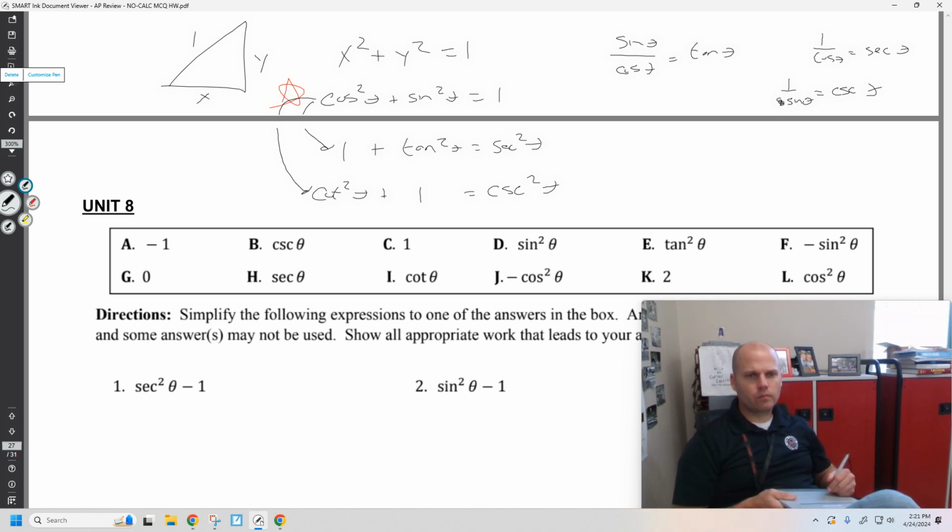So secant squared minus 1, what is it equal to? You got all these options. Well, I can look at 1 plus tangent squared equals secant squared. Subtract 1 from both sides. I get tangent squared, and that is E.